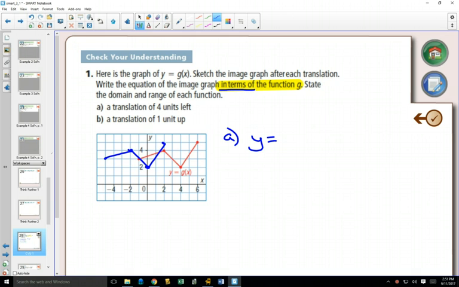So I want to write an equation for this blue graph, and I know that the blue graph is the red graph moved 4 to the left. How do I show that in function notation? Would that be inside the function or outside? Inside, so I can leave some space here. There's my function g, and to move it 4 to the left, I'd have plus 4. Yes?